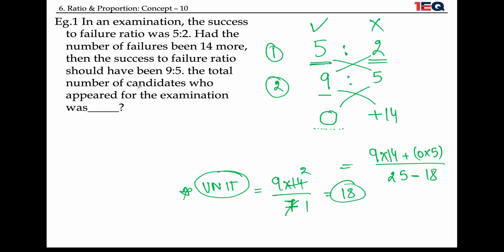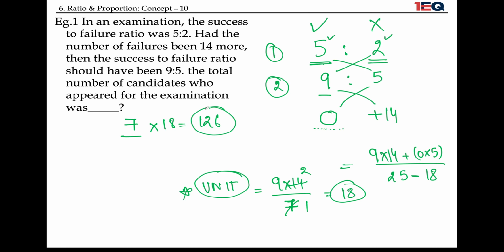The total number of candidates who appeared for the examination was, if I add up 5 and 7, that would be the total number of students who appeared for the examination. But this is not an absolute number. You will have to multiply the unit with it. So 7 into 18 would give me the value 126.